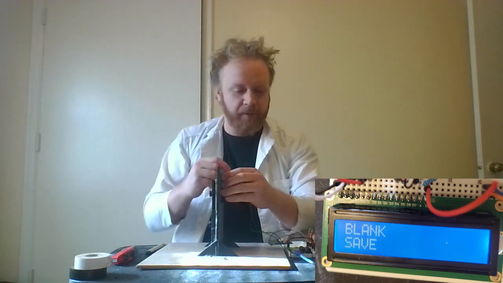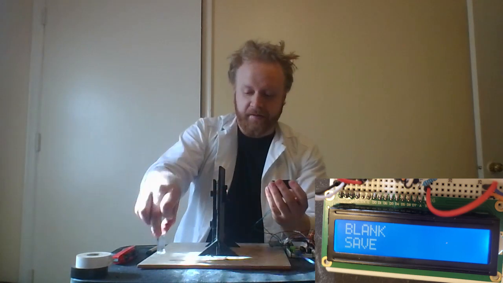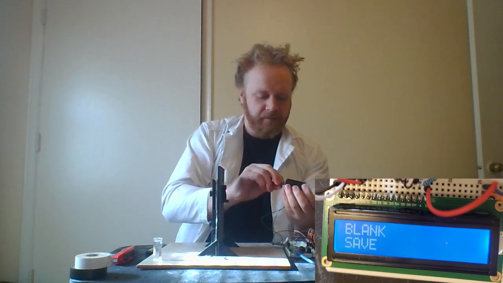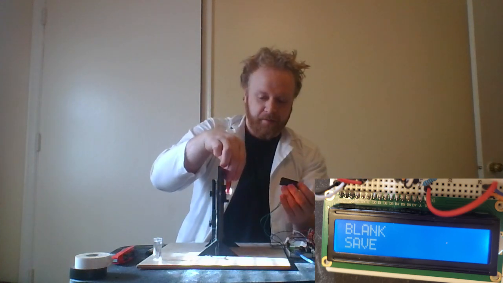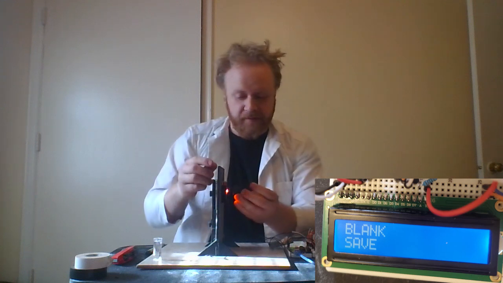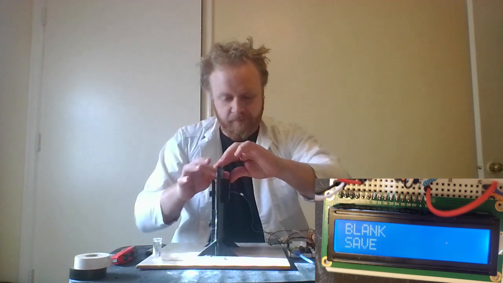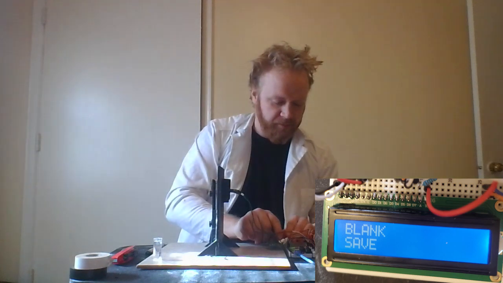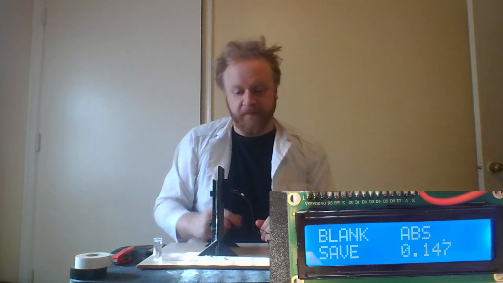Now we introduce a sample with a color. In this case, red. Since it is red, I am using a blue filter. Remember, we want to record the light that is absorbed by our sample. Something that transmits red light is absorbing somewhere on the opposite side of the spectrum. So, simple push of this button. We have an absorbance of 0.147. So what does that mean?